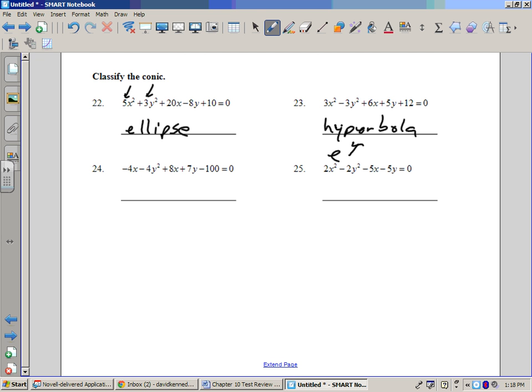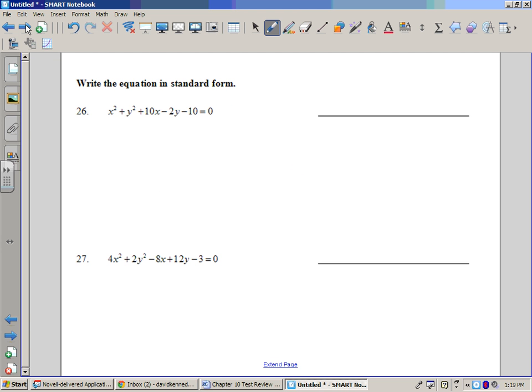Number 24 has a y squared term but has no x squared term. Even though there are two x's here, they're both x's and not x squared terms. This one has to be a parabola. And finally, this one has an x squared and y squared term. It's not a parabola. The x squared term has a 2. The y squared term has a negative 2. Since they're opposite signs, this has to be a hyperbola.